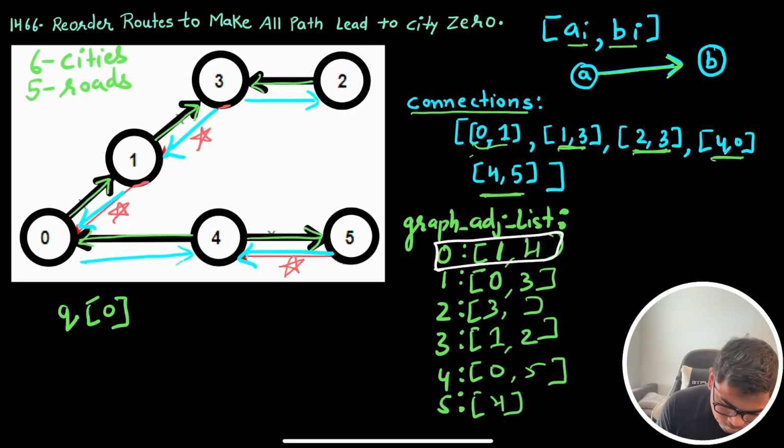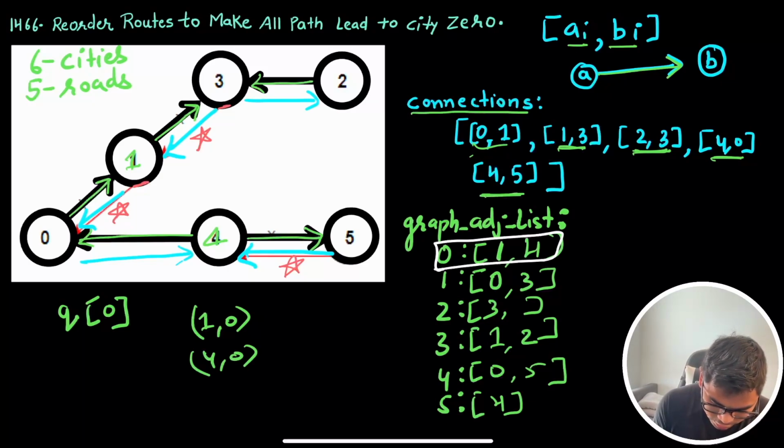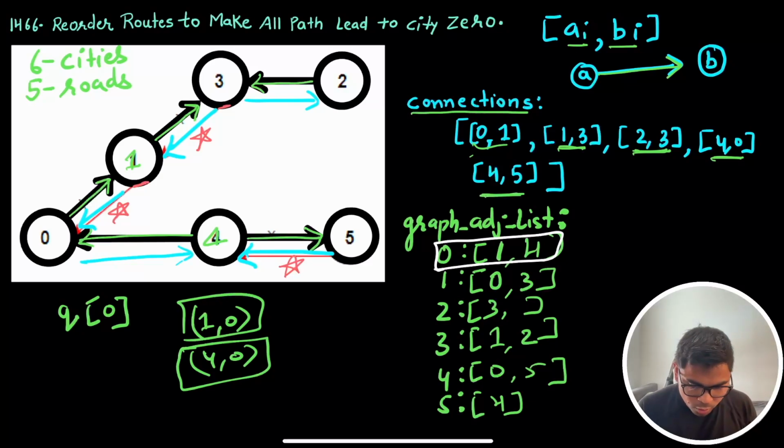So I'll go to 4 and 1. So I'll go to basically 4 and 1 right here. So 1 and 4, these are the neighbors I'll be visiting, and then I'll be asking if these roads from neighbor to node, so 1 to 0 and 4 to 0, these two roads, what are the roads that are not present in my connection?